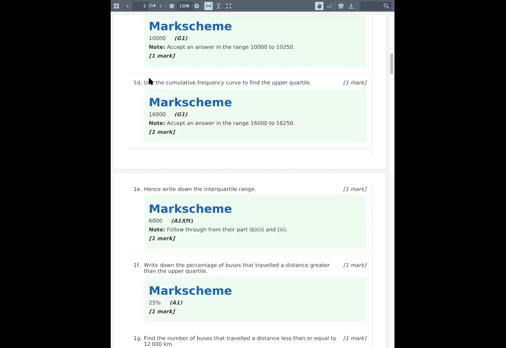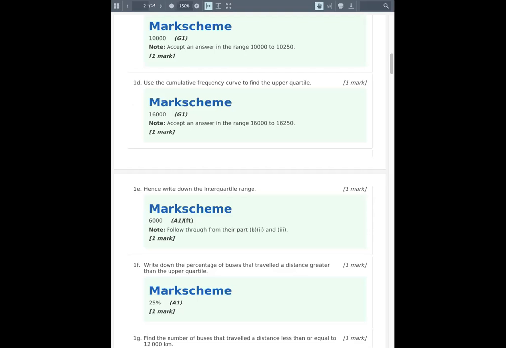Wait, did you say lower than the lower quartile? Oh, no. I was just referring to another situation. But since this question is here, write down the percentage of buses that travel the distance greater than the upper quartile. Since the upper quartile is 75%, that would be how much is remaining. That would be 25%. If you wanted to show your work, you could do 100 minus 75 equals 25. Does that make sense?